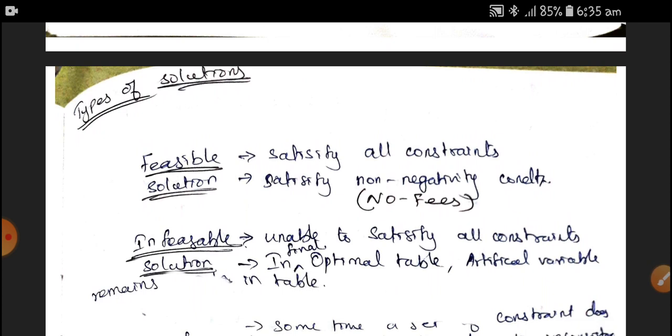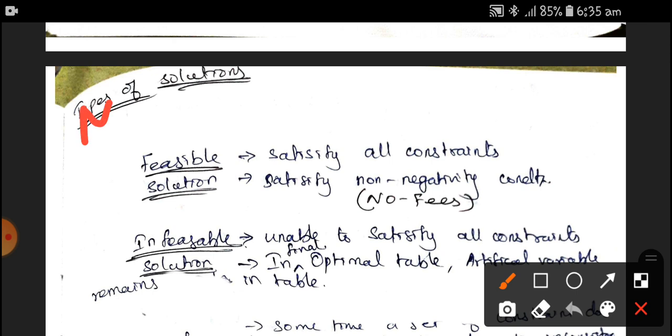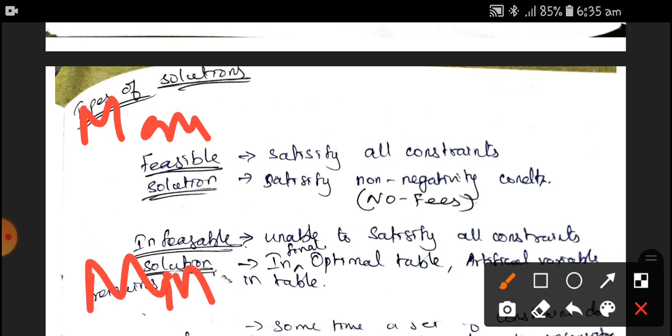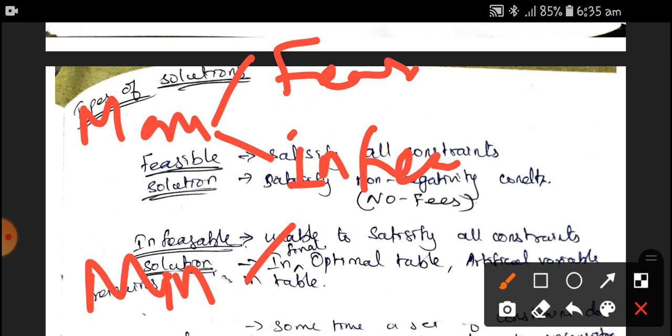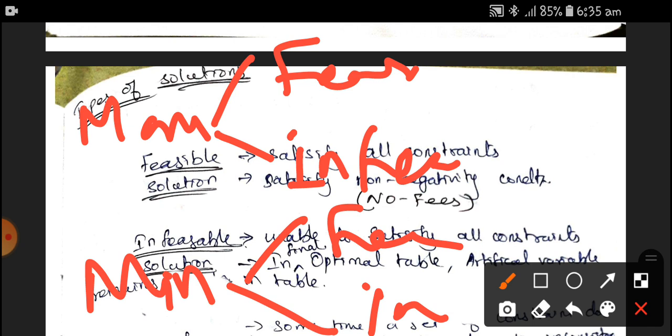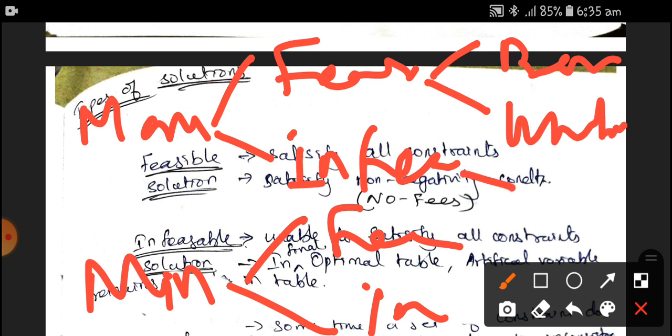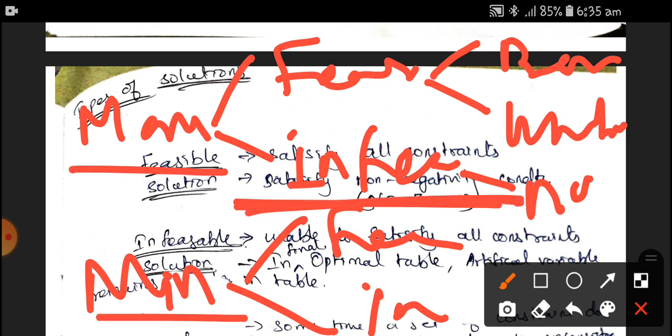So here we have types of solutions. After solving, the solution falls under some conditions. We have either maximum or minimum, only two types. In maximum or minimum, whether it is feasible or infeasible. Infeasible means there is no solution, either for a maximization or minimization problem. If it is feasible, then it is either bounded or unbounded.